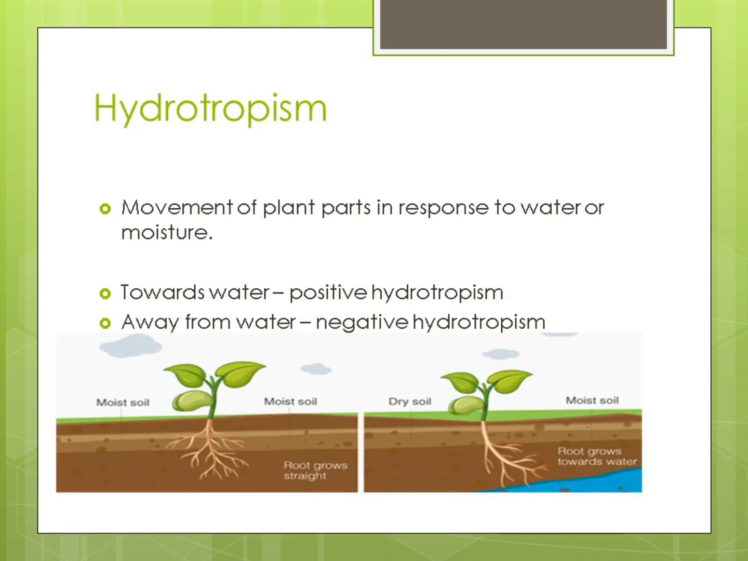Hydrotropism. Movement of the plant parts in response to water or moisture. When the plant part is growing towards water, it is called positive hydrotropism, and when it is going away from water, it is called negative hydrotropism. In the figure we can see, in the first figure the roots are growing towards moist soil, and in the second figure the roots are growing towards water. They both are showing positive hydrotropism. And the shoot is growing away from the water, so it is showing negative hydrotropism.